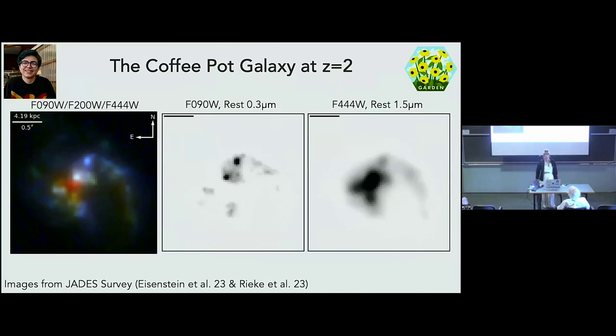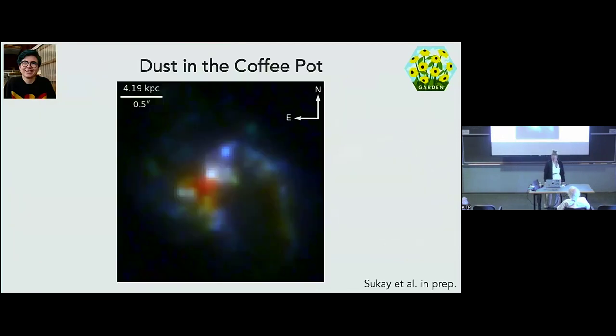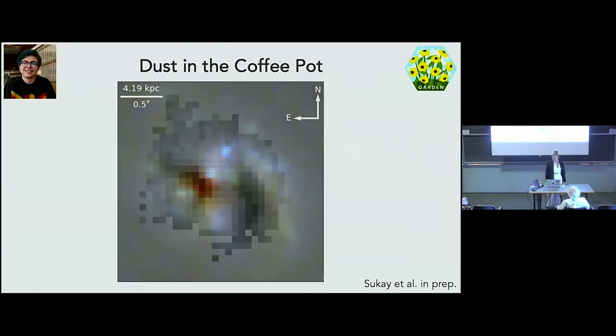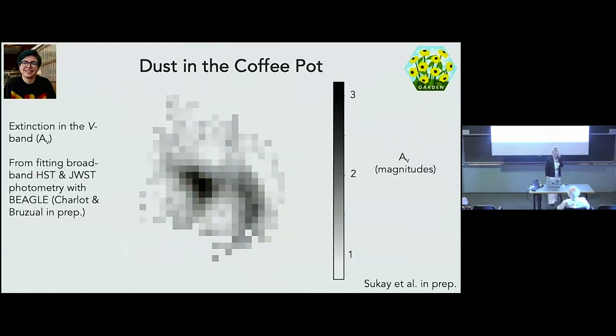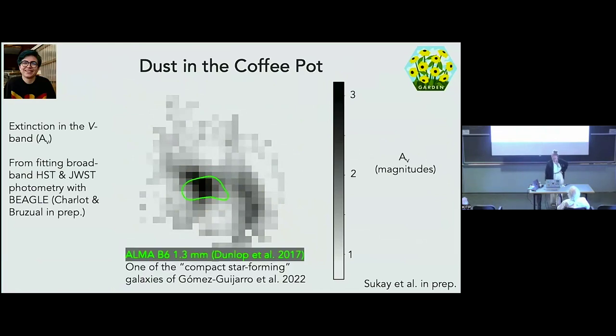Dust-shrouded center, as you will see. It's dust in the coffee pot. We did SED fitting. This is very preliminary. Sorry, the map doesn't go out that far, but you can see A sub V goes up to 3, way down in there. So this dust-shrouded center with this beautiful ALMA detection right down the barrel there, right on the dust. And so it's one of the compact star forming galaxies in the Gomez-Guijarro, Elbaz paper.